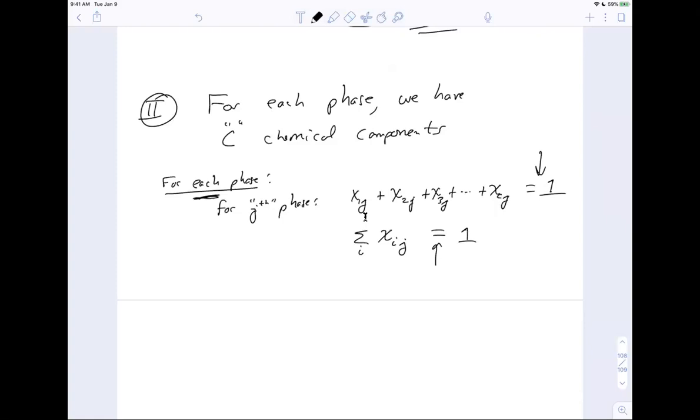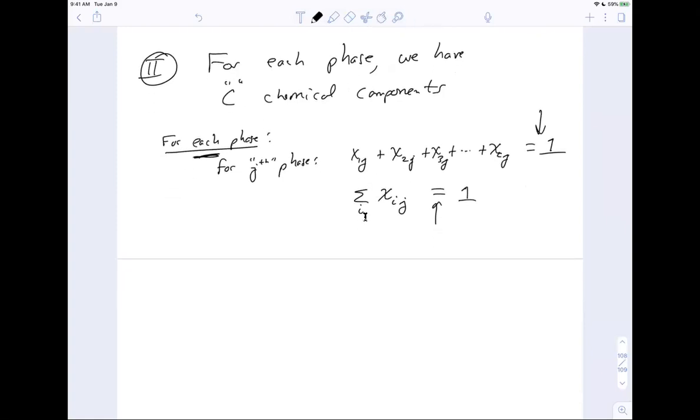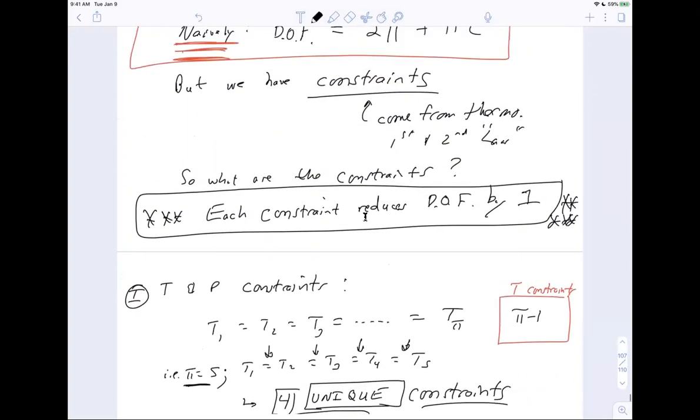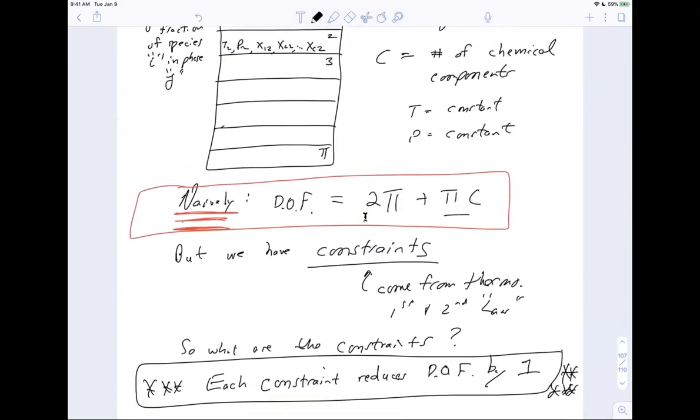So to make this more clear, an example: if you have C equal to 2, then you're going to have X1 plus X2 is equal to 1. The mole fraction of 1 plus the mole fraction of 2 has to equal 1. Remember, going back to our naive thinking, we said we have C components and could specify the mole fractions of all C components in each phase. So that would give us pi times C mole fractions, naively.